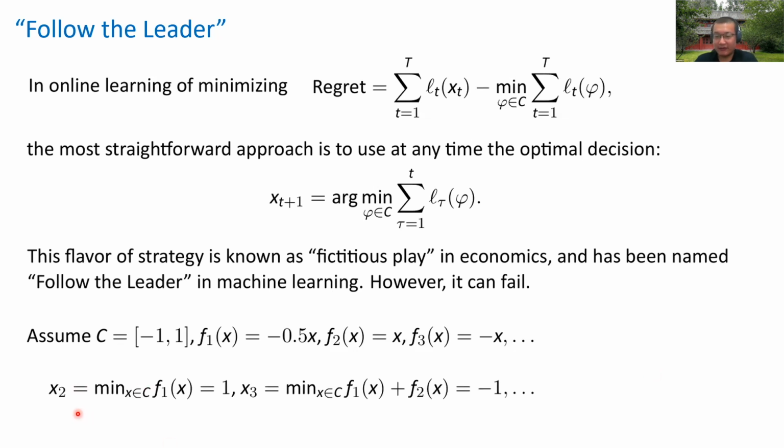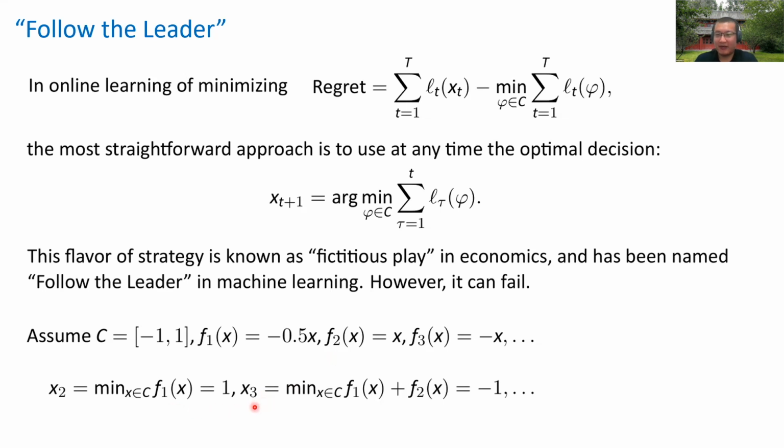At the second round, you have to make a prediction of what to choose for x2. At this time, you only have knowledge of the first function, which is -0.5x, so you choose the minimum. Given the domain, the smallest value you can get is by taking x2 to be 1, giving -0.5. But unfortunately, this is a bad prediction: if you sum the functions f1 and f2, the summation is plus 0.5x, so you are making a very bad prediction.